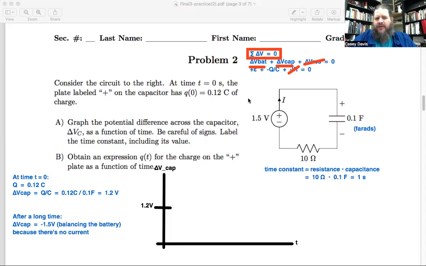And notice this is true even at the beginning. At the beginning, we got 0.12 coulombs of charge with positive on this plate and negative on this plate. So if we go through this clockwise loop, we're going from the high voltage zone, the positive plate, to a low voltage zone, the negative plate. So I think we should probably call that negative as well.